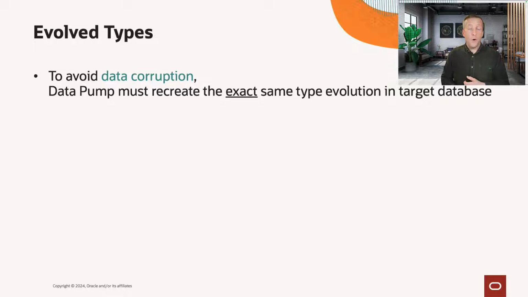But in order to avoid data corruption, when we are moving data into a new database, we must be able to have the exact same type evolution in the target database. Otherwise, we cannot be sure that we can fully understand and interpret the data that are using different versions of a type.